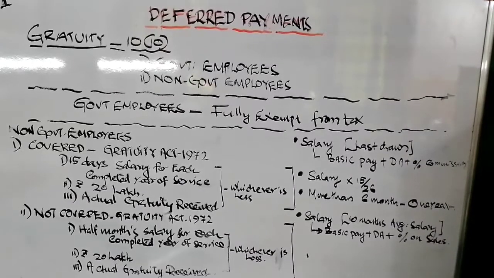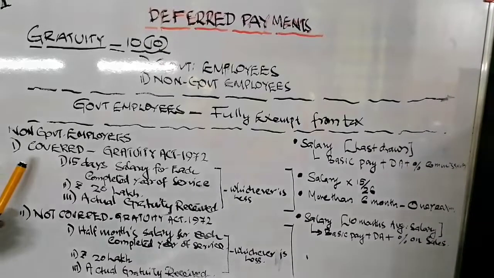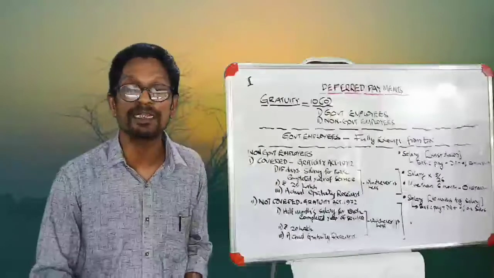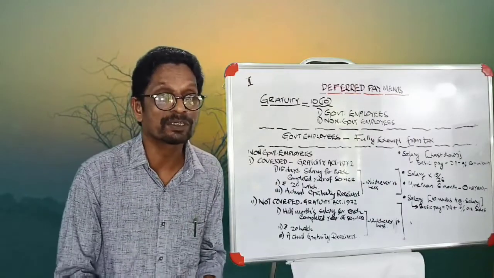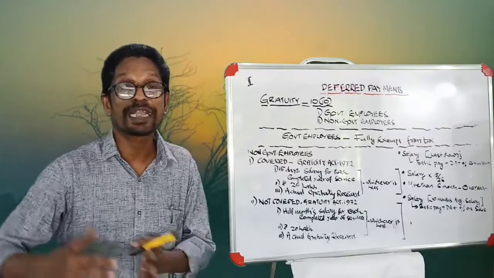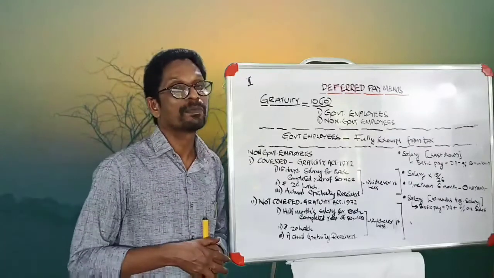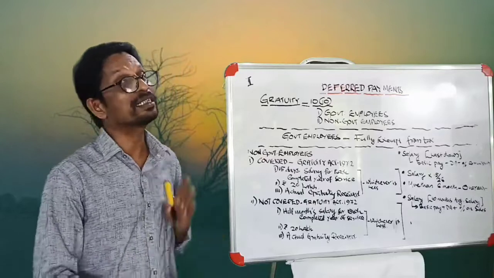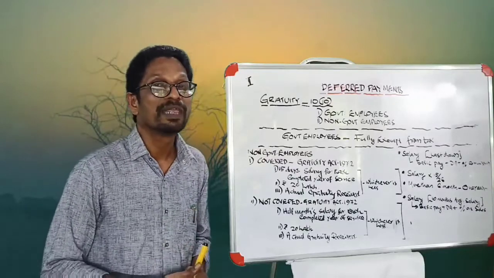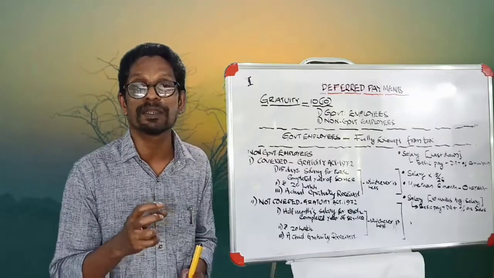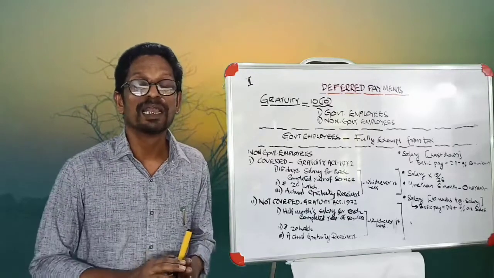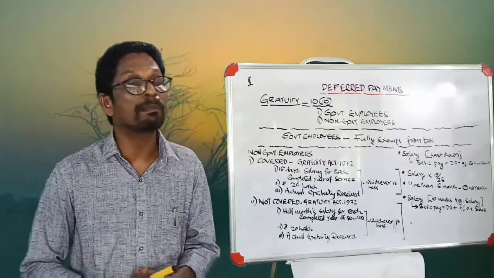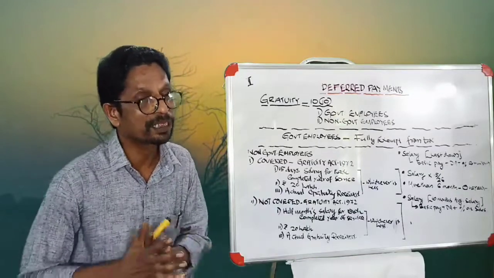Okay, regarding the employees who are covered by the Payment of Gratuity Act 1972, in this case the Income Tax Act stated some provisions for getting the exact tax treatment of the gratuity they received. For this, they mentioned three important conditions or three important figures. Out of this, the least figure will be exempted from tax. The least figure will be exempted from tax.